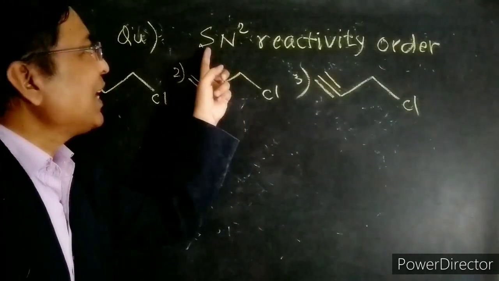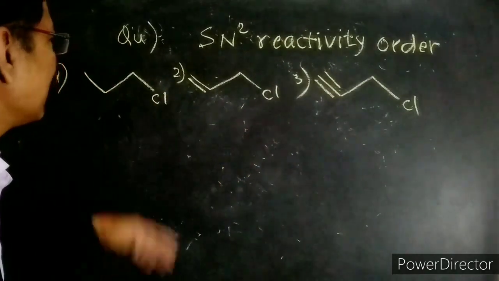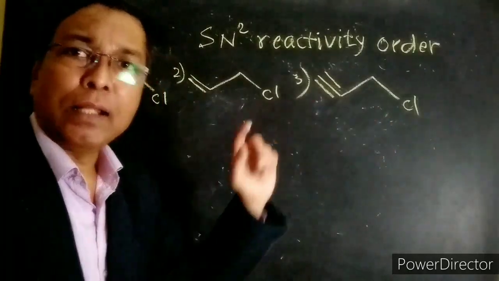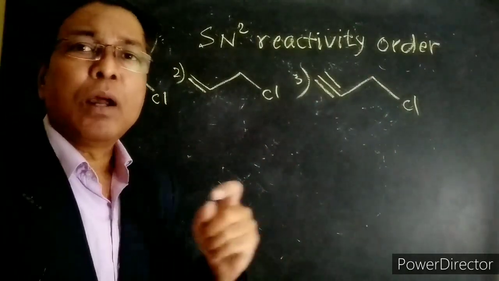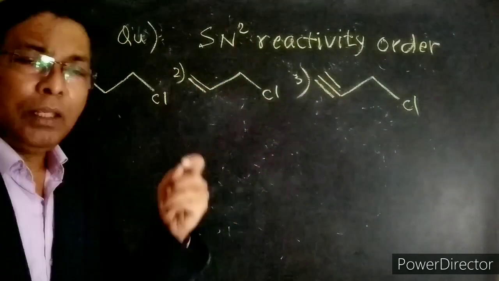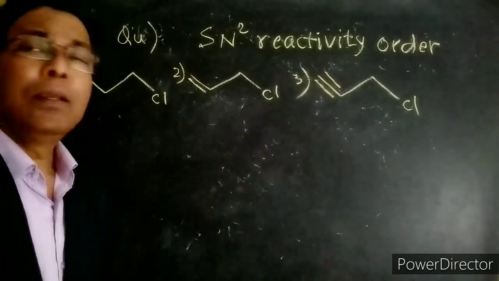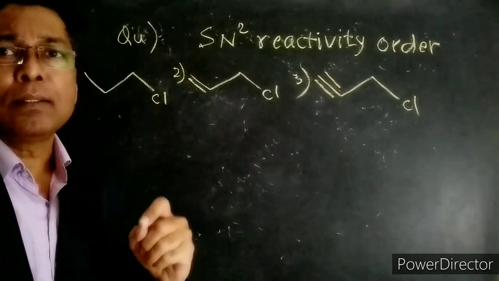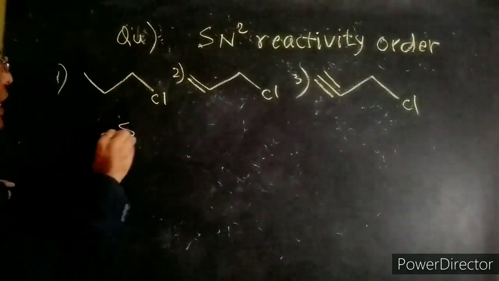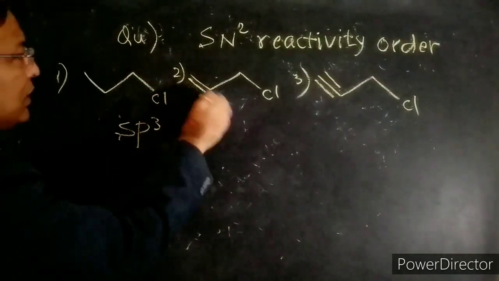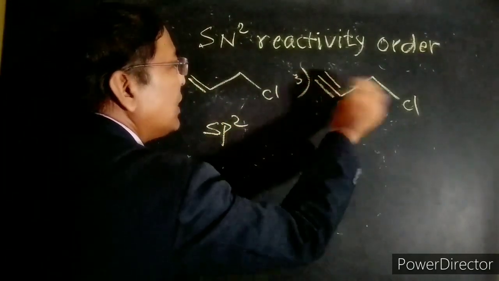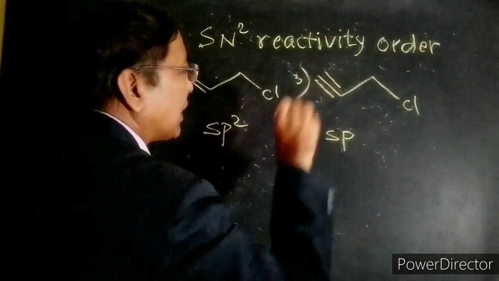The next question is, write SN2 reactivity order in these molecules. If you consider all these molecules, they are all primary alkyl halides. Then it becomes very difficult to decide the SN2 reactivity order because all are primary alkyl halides. We have to consider in such cases the percentage of s character. If you consider this molecule, the carbon atoms are all sp3 hybridized, here one sp2 hybrid carbon atom is there, and in this molecule there is an sp hybridized carbon atom.